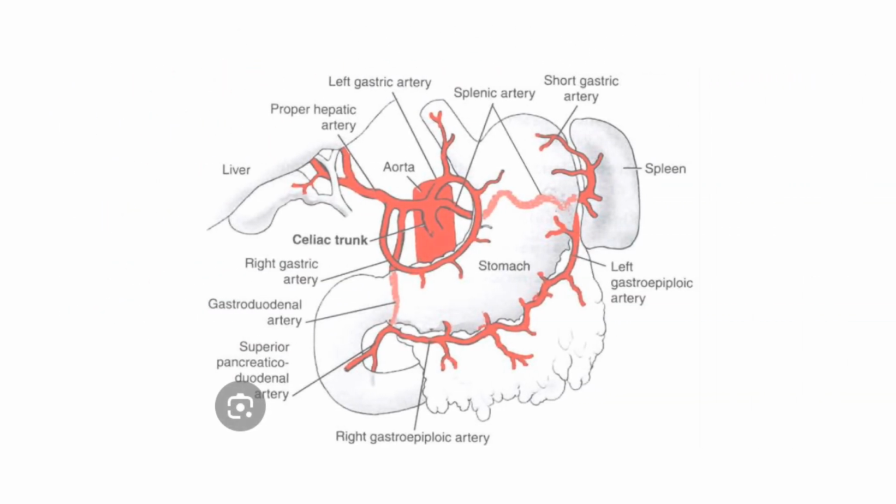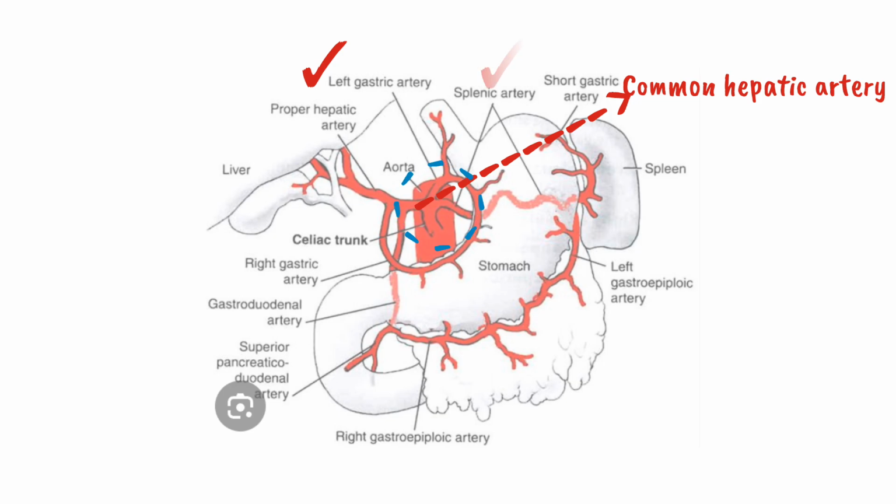If you look at this diagram, it clearly represents all branches of the celiac trunk. Let's discuss it. You guys can see here that the abdominal aorta gives an anterior branch, or a branch arises from the front of the abdominal aorta, the celiac trunk. The celiac trunk immediately divides into three terminal branches: left gastric artery, common hepatic artery, and splenic artery.